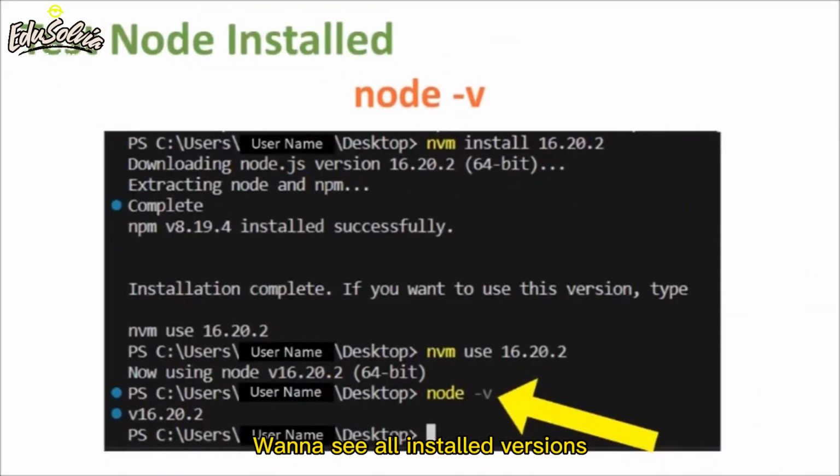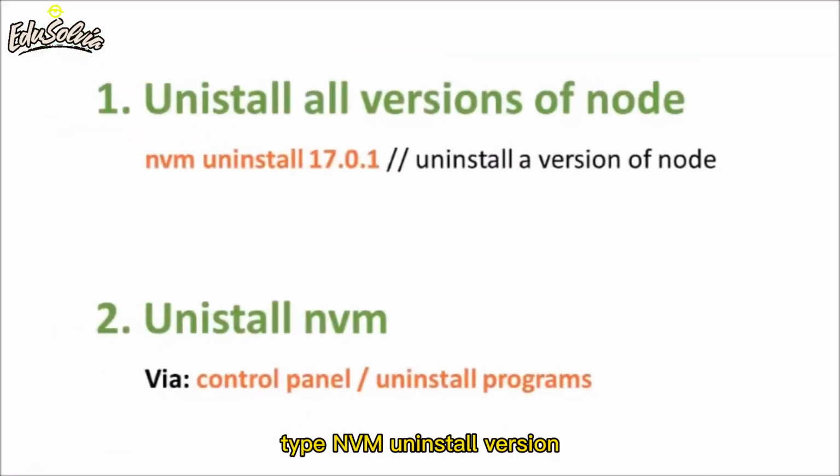Bonus tips. Want to see all installed versions? Type nvm list. Want to remove a version? Type nvm uninstall version. And if you ever want to uninstall everything, first, uninstall all Node versions using NVM. Then, go to the control panel, find NVM, and uninstall it like any other app.